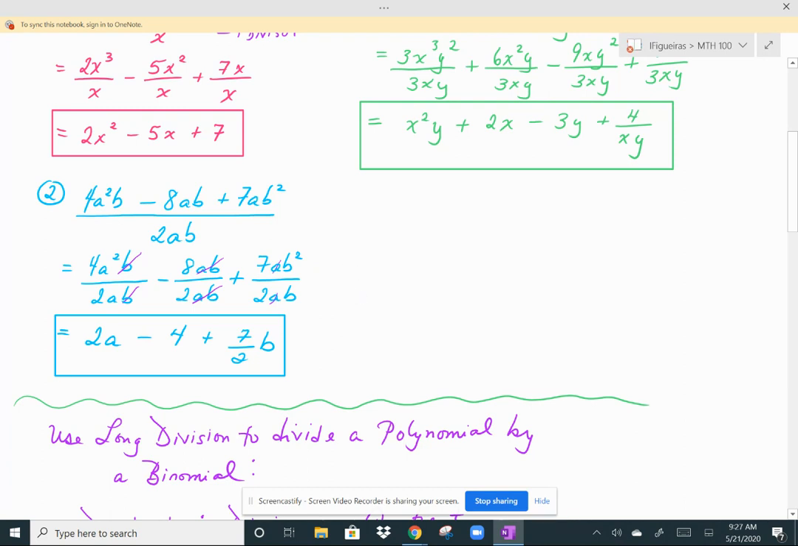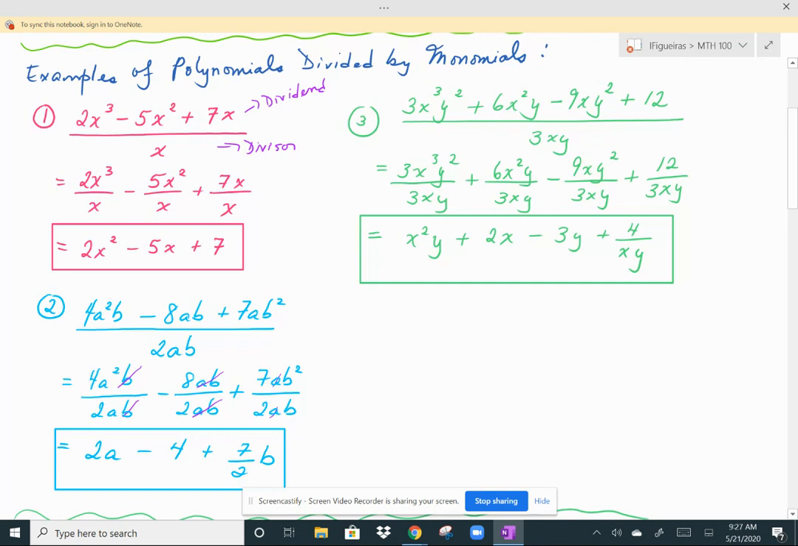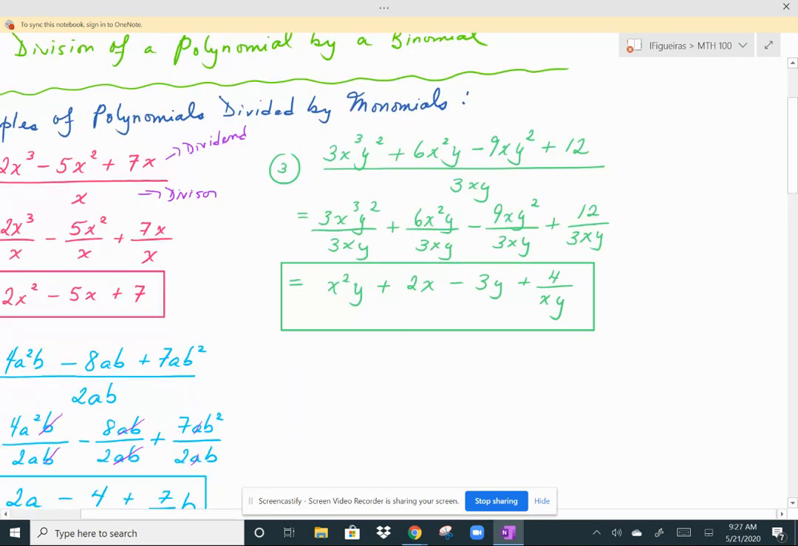Okay, let's move on to number 3. It's the last example of a polynomial divided by a monomial. This time my polynomial has 4 terms in the numerator, and my monomial, or my divisor, is 3xy. So again, each individual term gets divided by 3xy. And when you simplify, here the 3's will cancel. X cubed over x gives you x squared. Y squared over y gives you y.